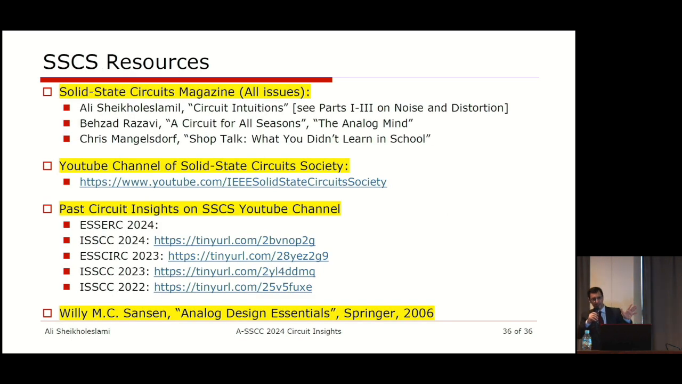Before I end this lecture, I want to say that there are many SSCS resources available to you. I already mentioned that you can look at the Circuit Intuition articles. In fact, parts 1 to 3 are all about what we discussed today. Maybe because this is written, there's a bit more context. You can look at those. There is an article in every issue of the magazine called A Circuit for All Seasons. I believe now it's called The Analog Mind. That's written by Behzad Razavi. And Chris Mangelsdorf, who used to work at ADI, writes great articles on Shop Talk, what you didn't learn in school. So I think that will be a very nice resource for you to look at.